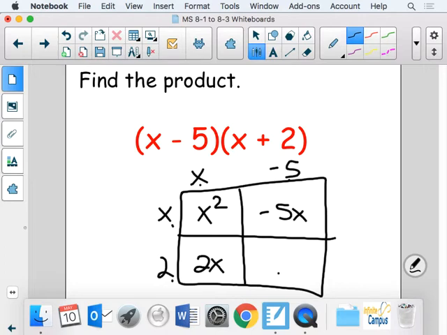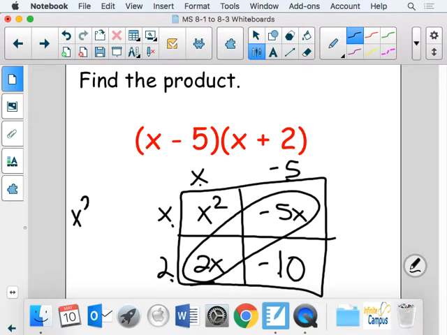And then in here I have 2 times negative 5, which is negative 10. And then if we combine our like terms, we get a final answer of x squared, 2 minus 5 is negative 3x, and negative 10 as our final answer.